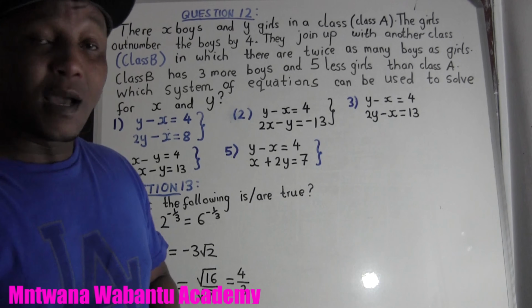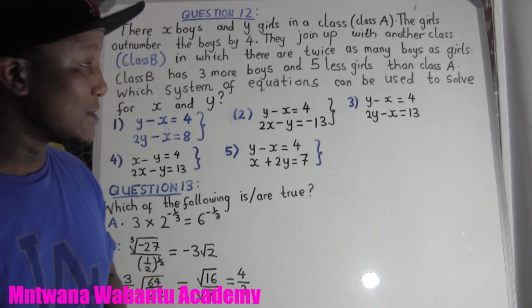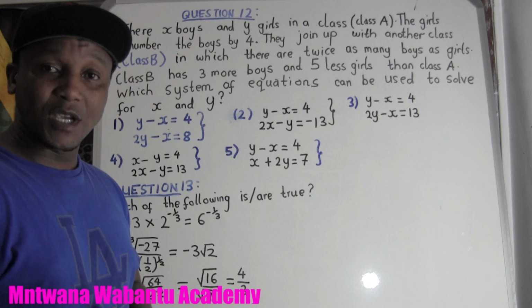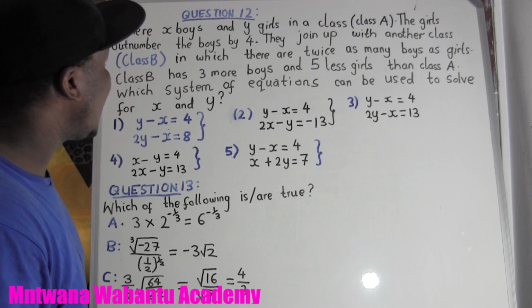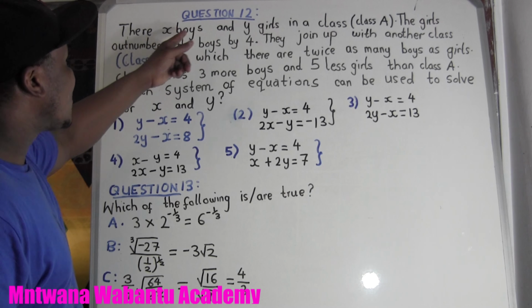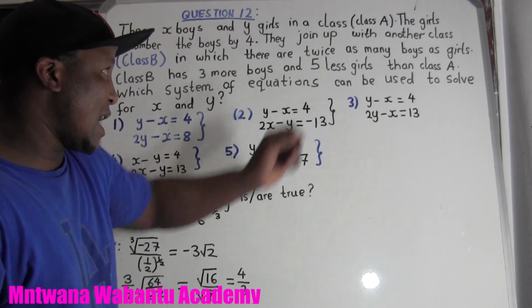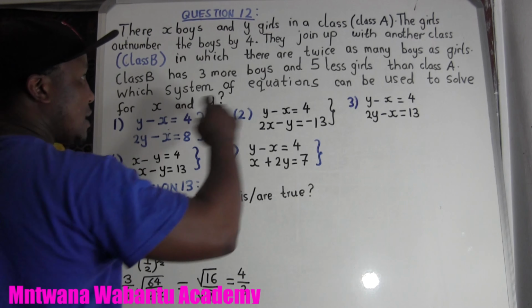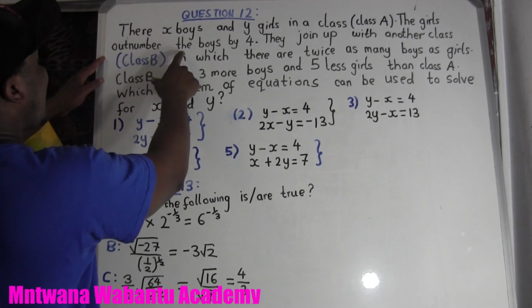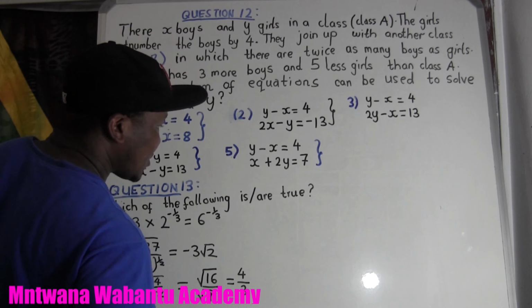Okay, now let's get started with the first question. Question number 12. There are X boys and Y girls in class A, and the girls outnumber the boys by 4. So let's start with that.